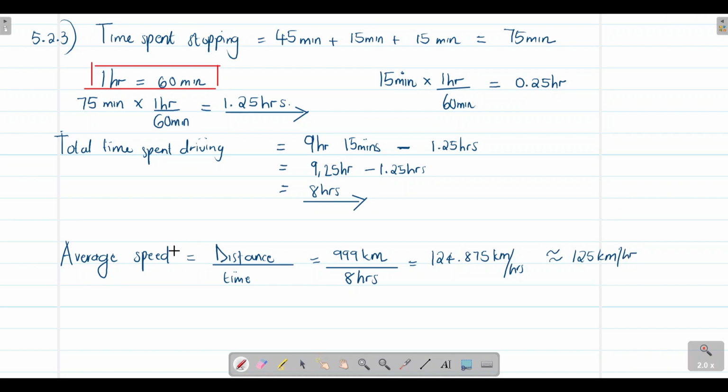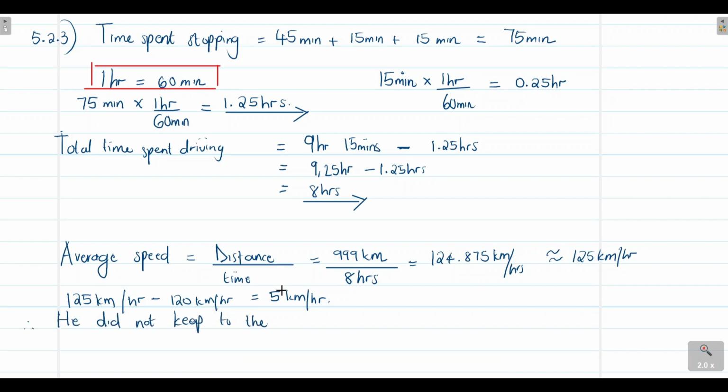So what does this tell us? If you take this 125 kilometers per hour and subtract 120 kilometers per hour, you'll find that he actually drove 5 kilometers per hour higher than the speed limit. So we can make the conclusion that he did not keep to the national speed limit. He drove 5 kilometers per hour above the speed limit.